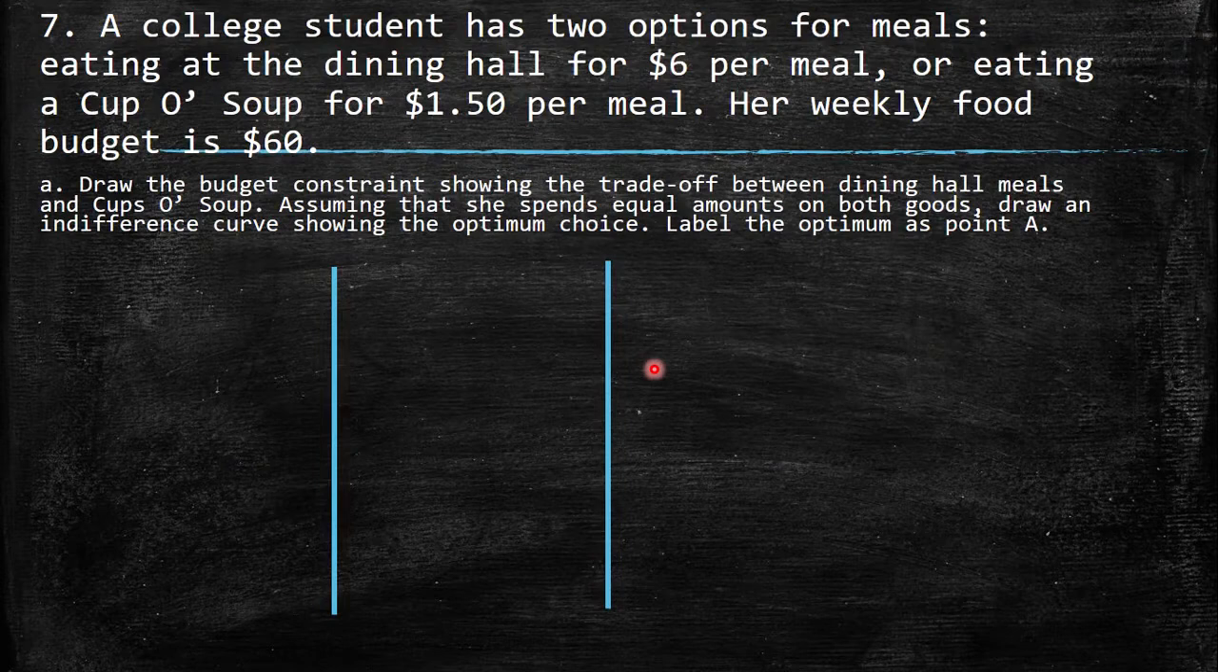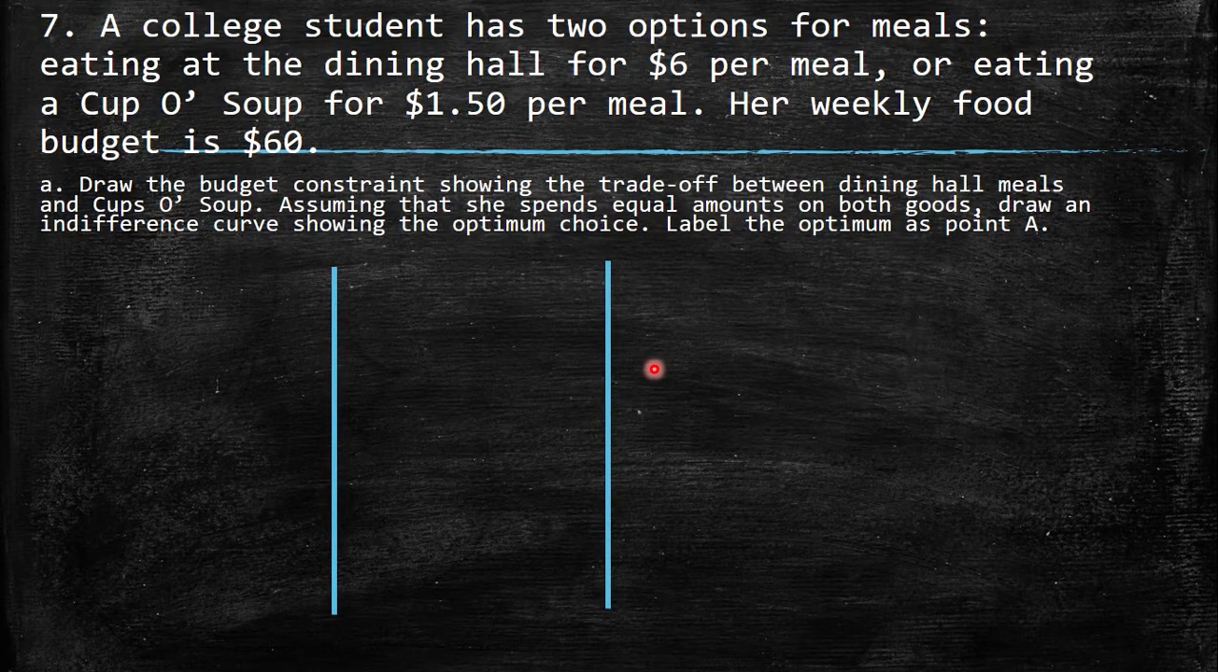So the first question says, a college student has two options for meals, eating at the dining hall for $6 per meal or eating a cup of soup for $1.50 per meal. Her weekly food budget is $60. A. Draw the budget constraint showing the trade-off between dining hall meals and cup of soup, assuming that she spends equal amounts on both goods. Draw an indifference curve showing the optimum choice. Label the optimum as point A.